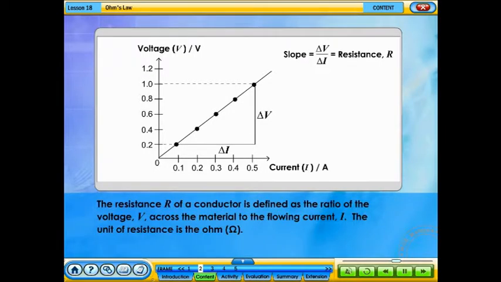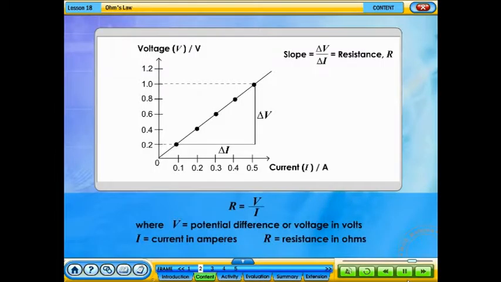The resistance R of a conductor is defined as the ratio of the voltage V across the material to the flowing current I. The unit of resistance is the ohm. R equals V over I, where V equals potential difference or voltage in volts, I equals current in amperes, and R equals resistance in ohms.